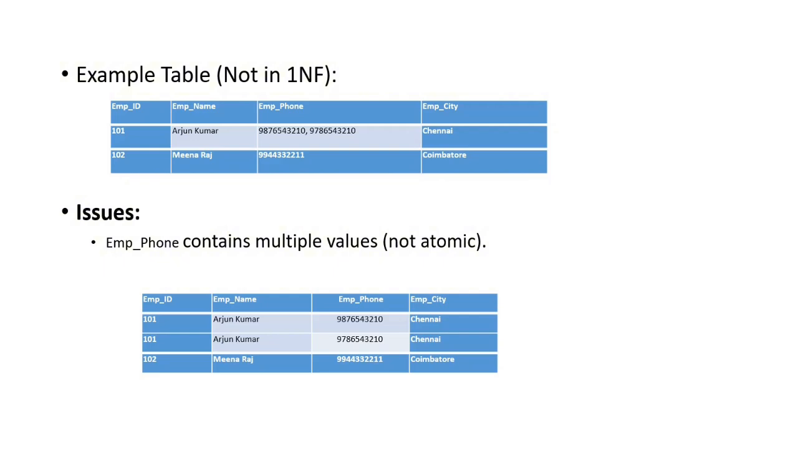Look at the table down. Employee ID 101 has to be represented two times, because Arjun Kumar has two phone numbers, so that row must be represented two times. And the employee city is Chennai. Meena Raj has no problem, she has a single entry. So this is called the first normal form. We have to make sure each column contains only one value and eliminate the duplicate values like this.